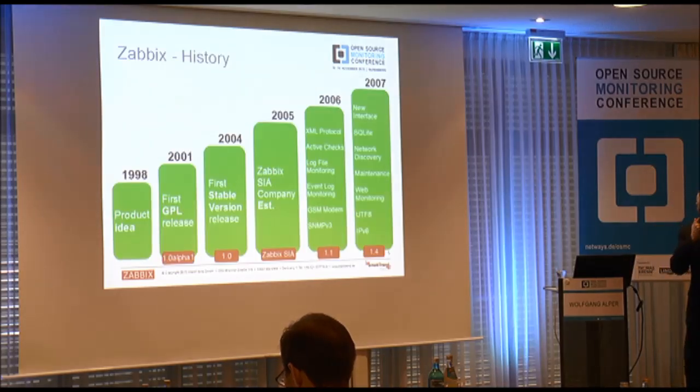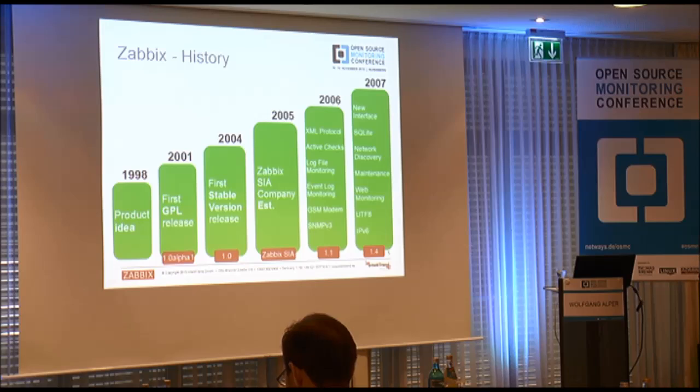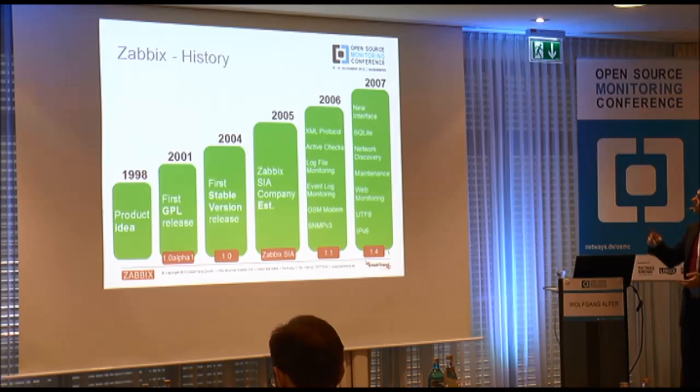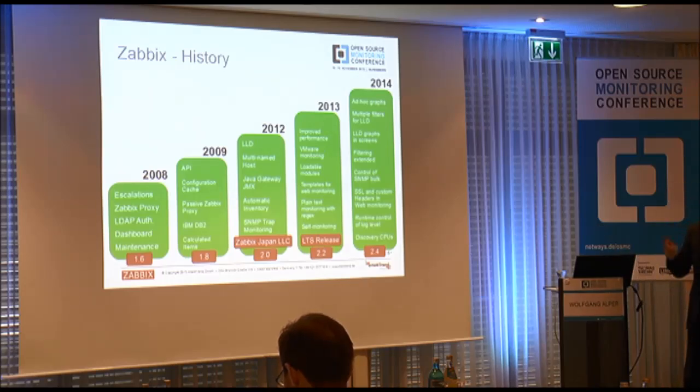A little bit of history about Zabbix. As I said, before 2000, it was 1998, the idea of Zabbix was born. Close to 2000, there was the first GPL release, and then in 2005, the decision was made to found a company to have a commercial backup for Zabbix, to be able to provide commercial services and get access to enterprise customers. Then in 2006 and 2007, there were enhancement after enhancement, and for example, in 2013, the first LTS release was created.